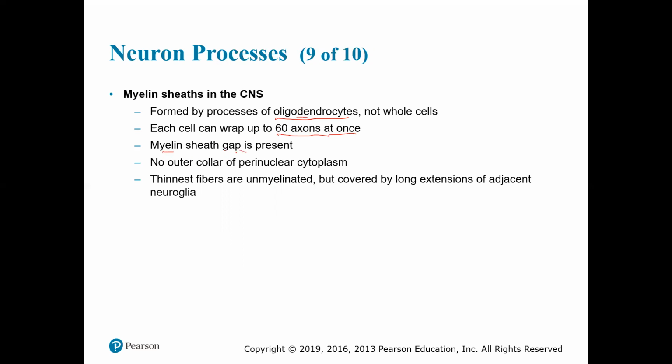And there is a gap there. For some reason, we don't call it the node of Ranvier as often as in the PNS with the Schwann cells. And there's no neurolemma either. So it's really just helping organize what's going on in the axolemma. So that's something important right there. The neurolemma is about the myelin sheath in the PNS made by the Schwann cells.